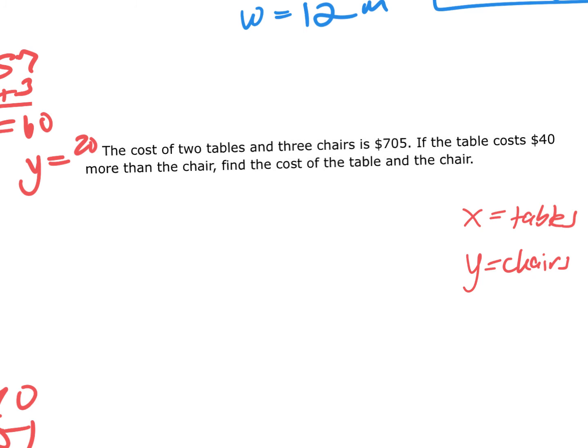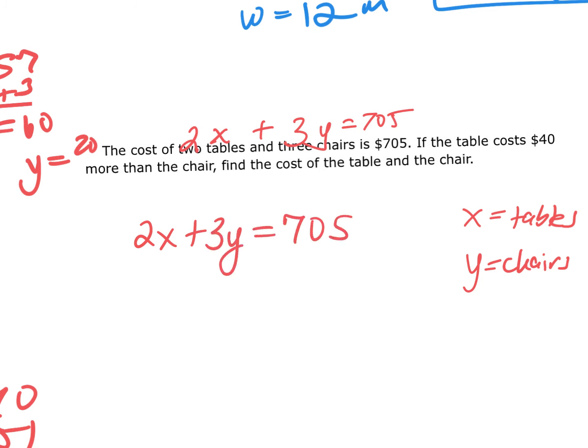The cost of how many tables? 2. What did we make tables? X. Okay, plus, how do I write 3 in a number? 3. What are my chairs? Y. What does the word is mean? Equals. There's your first equation: 2X plus 3Y equals 705. Perfect.